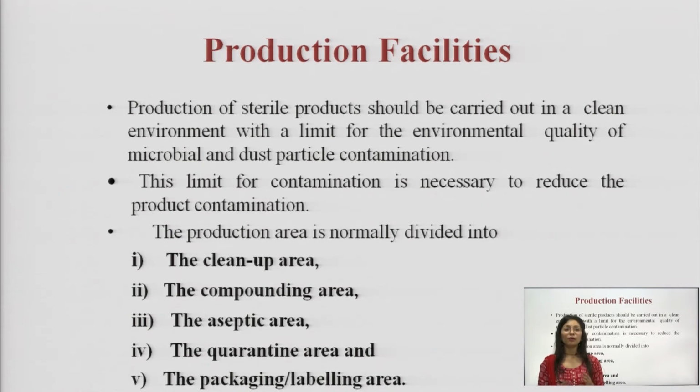So, for that, production of a sterile product should be carried out in a clean environment with a limit for environment quality, microbial and dust particle contamination. The limit for contamination is necessary to reduce the product contamination. There are lots of things that we need to think about. Cleanup area is there, compounding area, aseptic area, quarantine area, and the last is packaging and labeling area. We are going to learn one by one what production facilities we can go for. Number one is cleanup area.